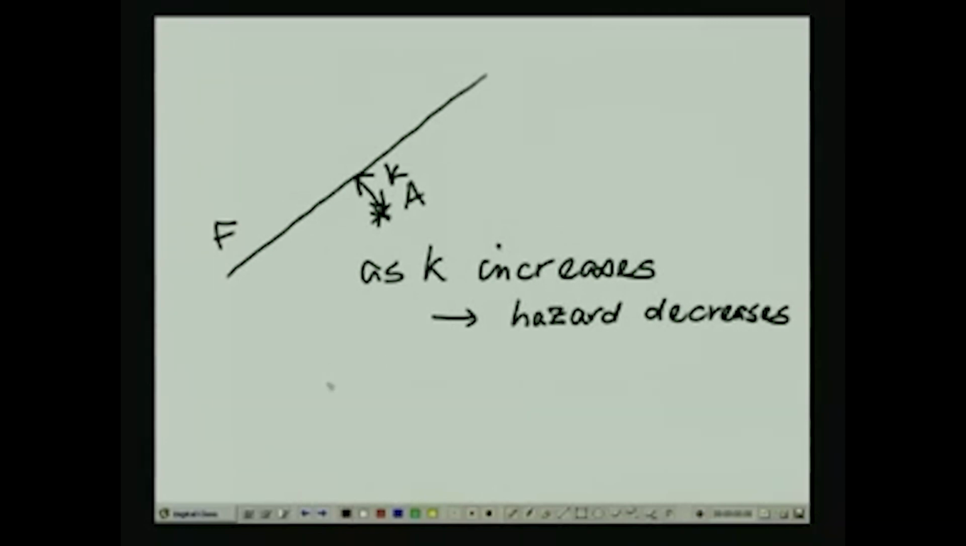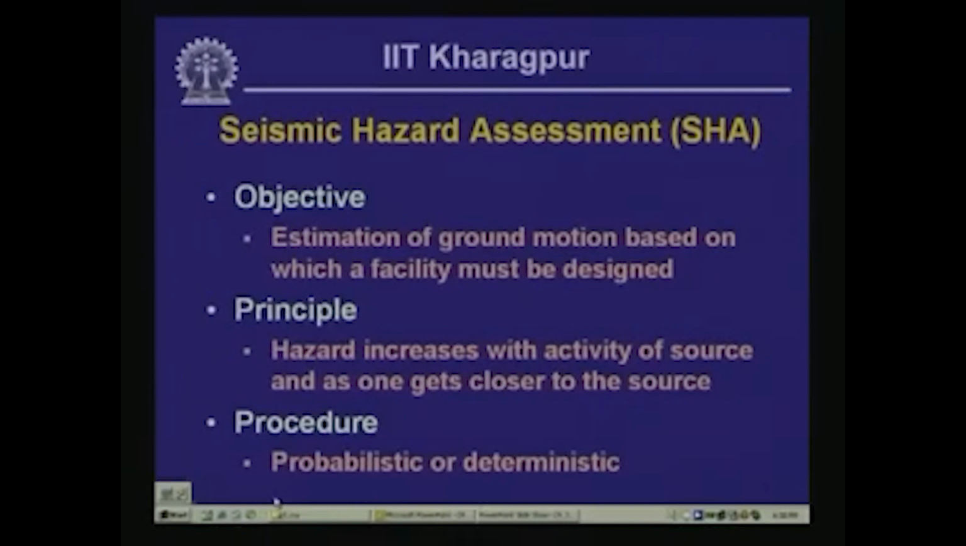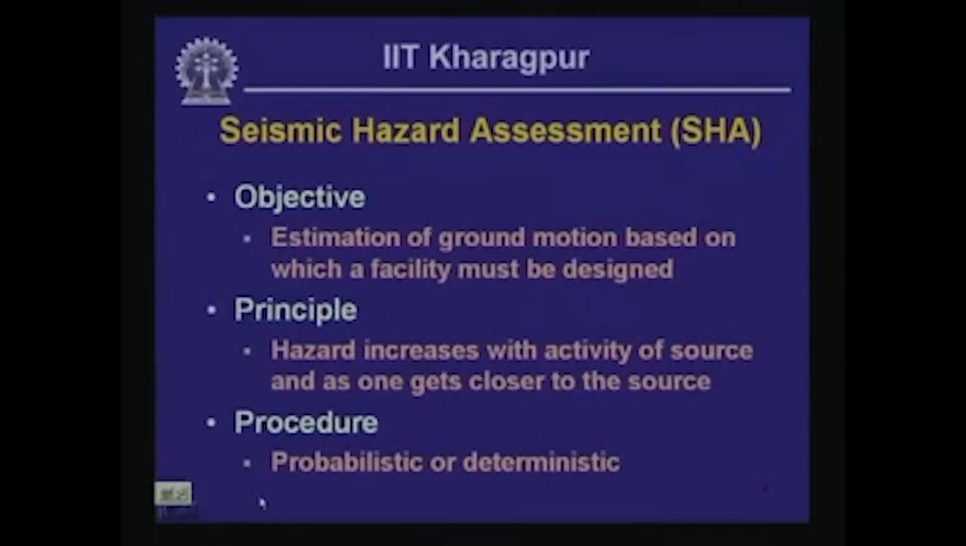Secondly, if you have got another fault that is affecting A, let's call the old one F1 and the new fault F2, and this one also is at distance k. Now the hazard on site A is going to be more influenced by F1 if F1 has a larger potential for triggering a larger magnitude earthquake, then the hazard because of F1 at site A will be greater than the hazard because of F2. So these are the two points that I wanted to make with respect to the principle of seismic hazard assessment.